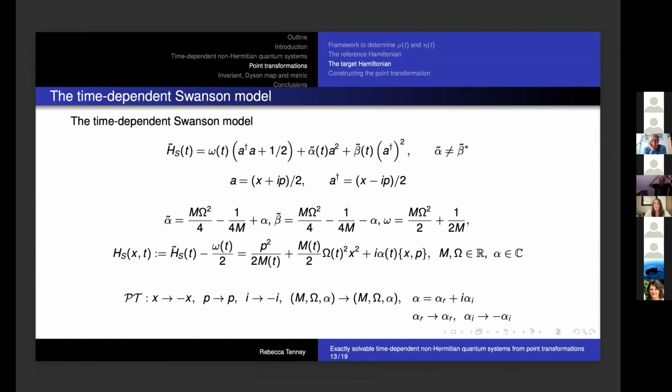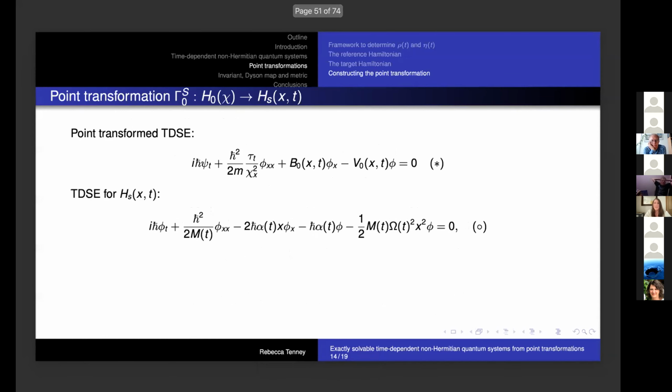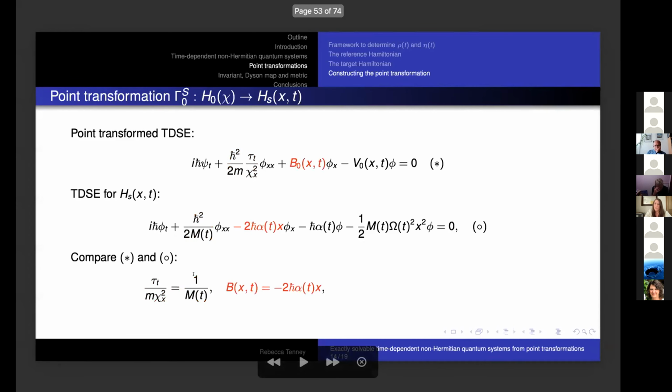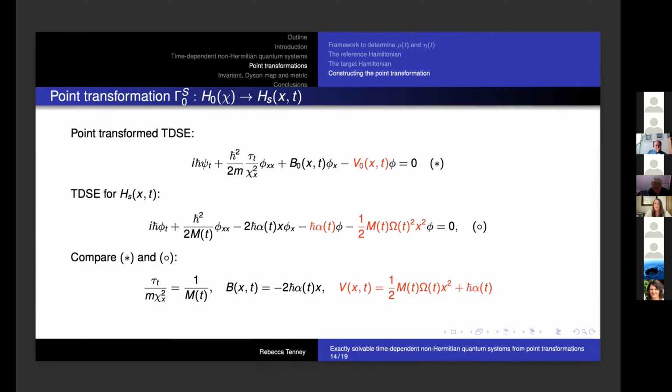So now going on to constructing the point transformation properly. We have from before our point-transformed time-dependent Schrödinger equation, and we also have a time-dependent Schrödinger equation for our target Hamiltonian. We now need to compare these equations. So we have three constraints which come out: one in front of the phi xx terms, one in front of the phi x terms, and one in front of just the phi terms. Solving these constraints can get quite involved and quite technical, so I'll just present the main parts of the solutions that are of interest here.